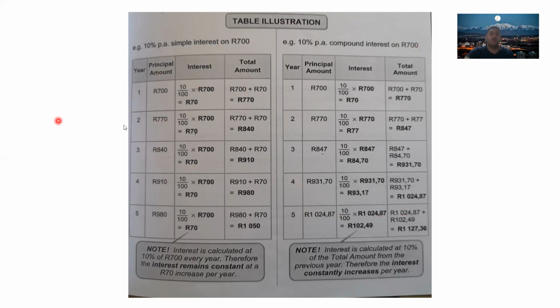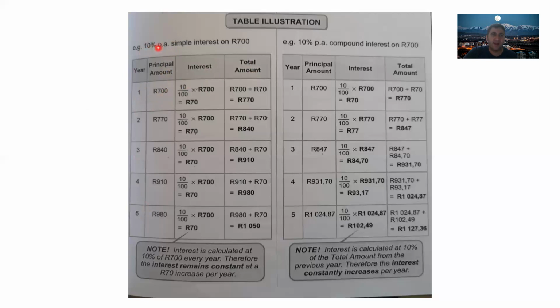Right. So as you can see, this column here is the column of the years: year 1, year 2, year 3, year 4, year 5. This is the principal amount, this is the interest, and this is the total amount. So now we have 700 Rand. We take that money, we go to the bank. We want to deposit this money and we want interest on this money.